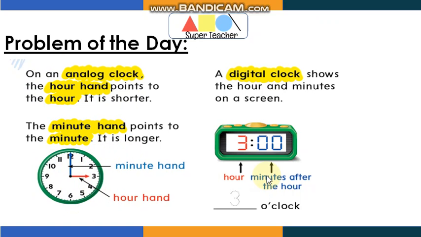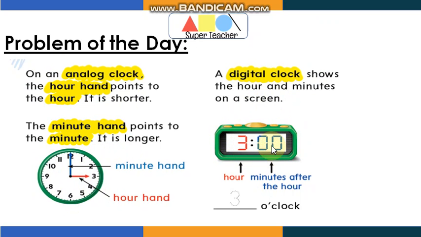And we call this a digital clock. A digital clock shows the hour and minutes on a screen. Okay, this is the digital clock. The digital clock has no hands, only a part for the hour and a part for the minutes after the hour.